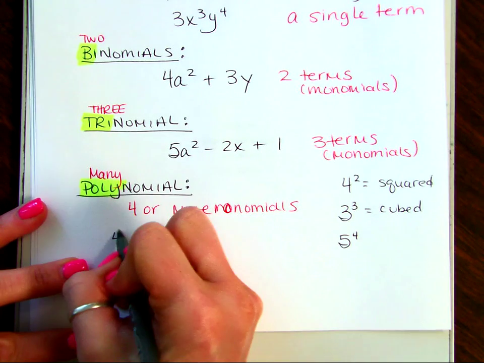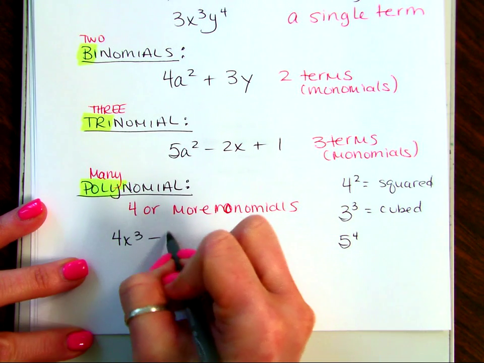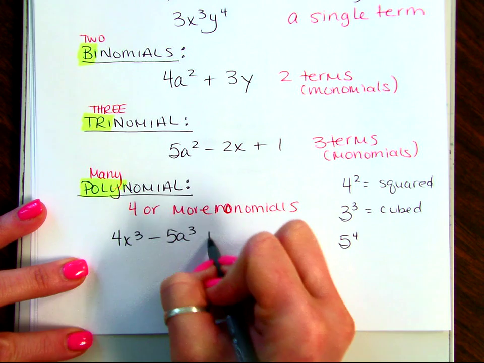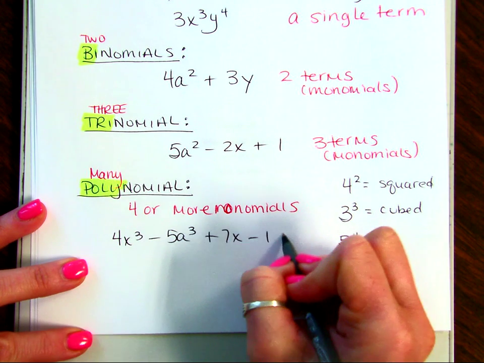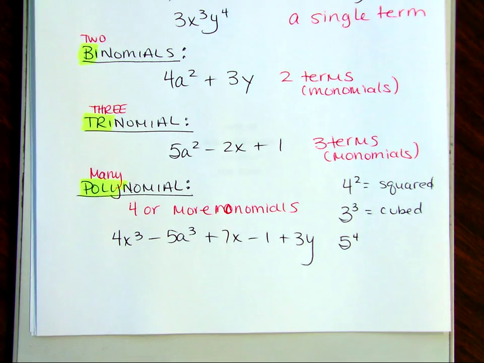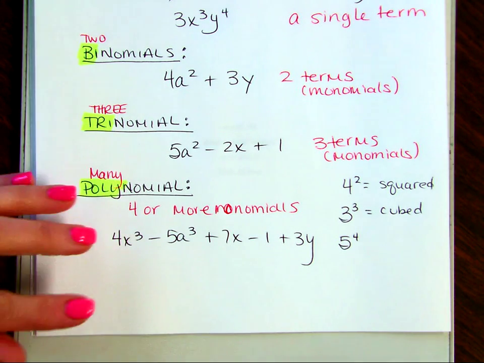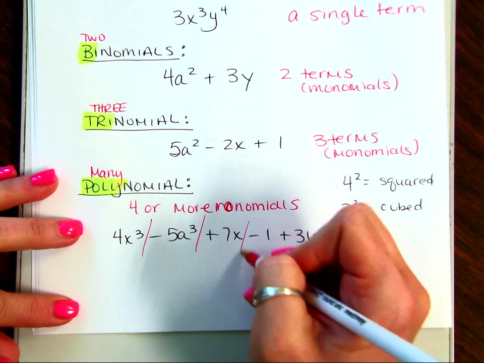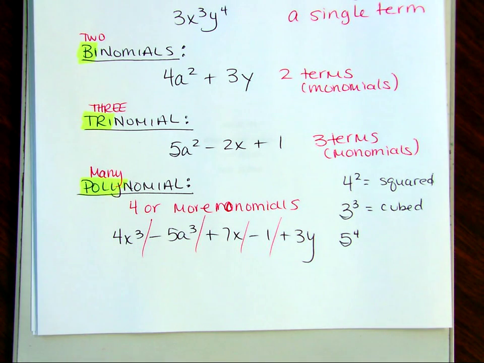So like 4x to the 3rd minus 5a cubed plus 7x minus 1 plus 3y. I mean, it's got 5 terms. Okay? So that was the first way, and I think it's the easiest thing to start with because you're used to what these prefixes mean.